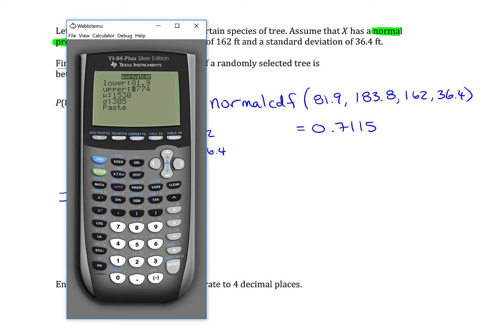So the lower bound is the first input. The upper bound is the second input. The mean is 162, and the standard deviation is 36.4. So put those in, press enter, and all it does is it copies it onto the home screen with the comma-separated list, and then runs the function. So either way, you get the same answer.